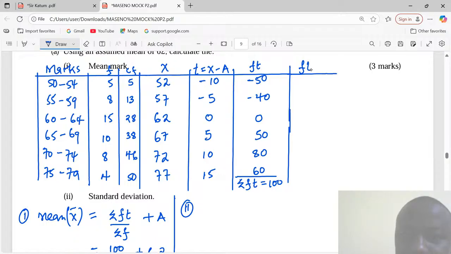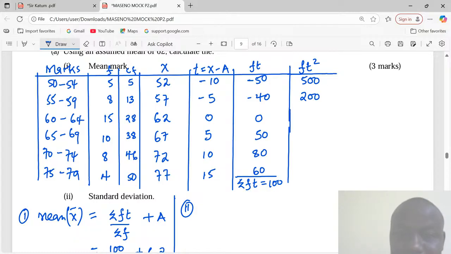F of t squared. So before multiplying by f, we are supposed to square t. Negative 10 squared becomes 100. That is the first t. Then after squaring, we multiply it by f, which is 5. So this gives us 500. The next is negative 5 squared, 25. Now 25 should be multiplied by 8, giving us exactly 200.